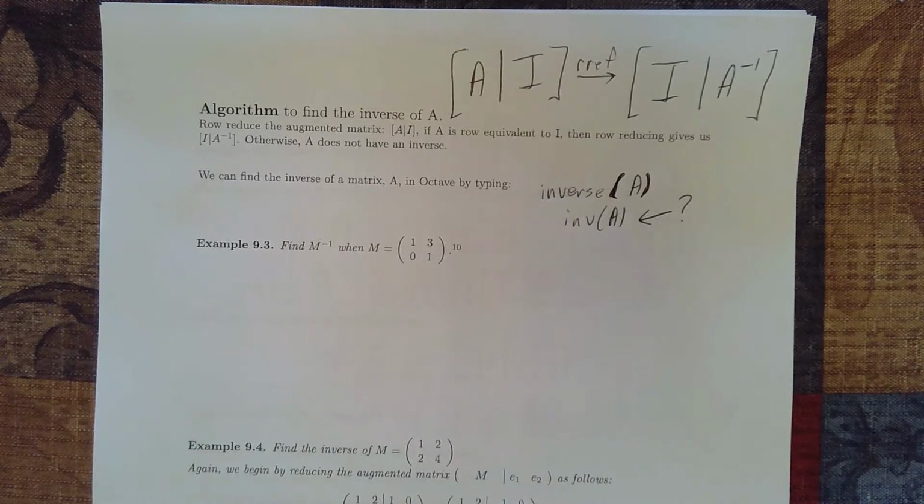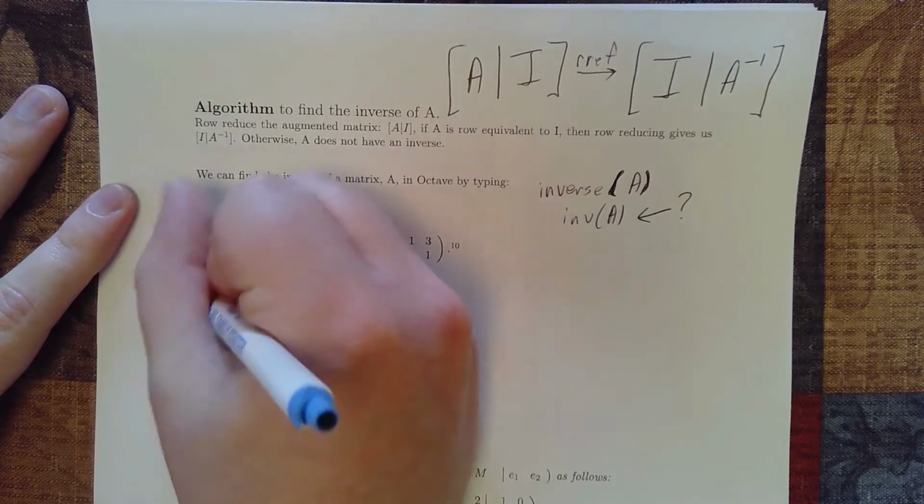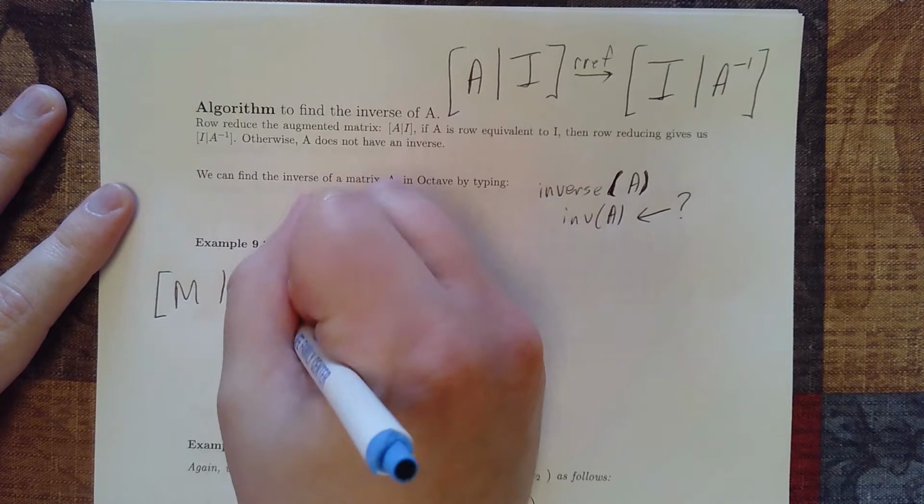So we're going to try to find an inverse for this particular matrix. We'll start off by taking our matrix augmented with the proper size identity matrix, in this case I2.